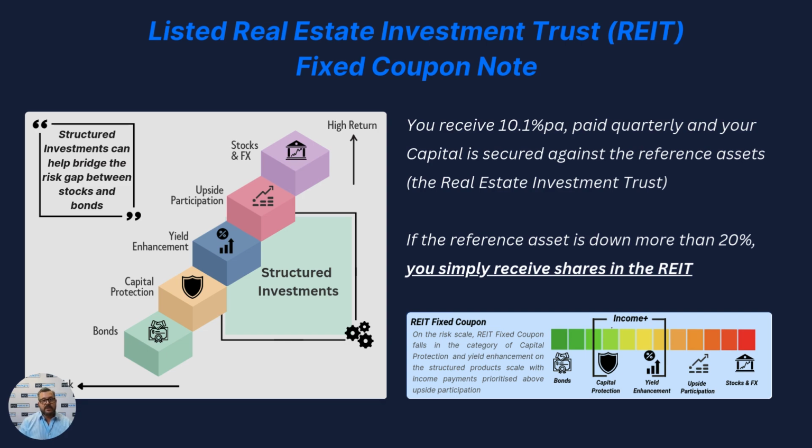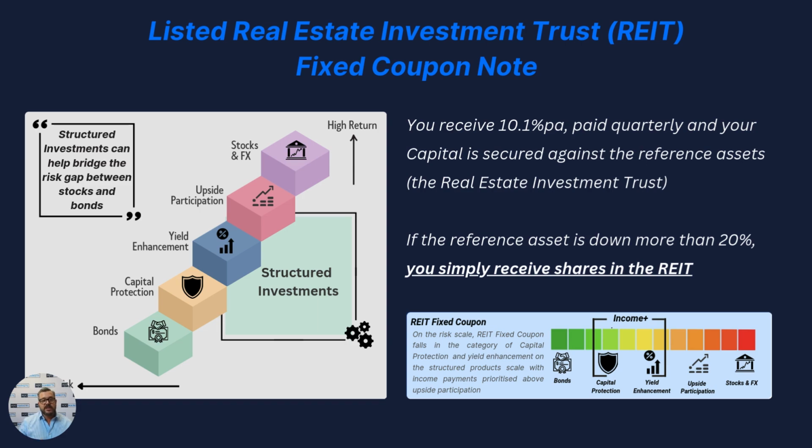So in this particular example, you receive 10.1% per annum, paid quarterly. Your capital is secured against the reference assets, which are the listed real estate investment trusts. These are just ASX-listed vehicles that actually own property and are valued on a 6-monthly basis. The downside is if the reference asset is down more than 20% at the end of the 3-year term, you simply receive shares in the REIT, as well as your coupon overall.